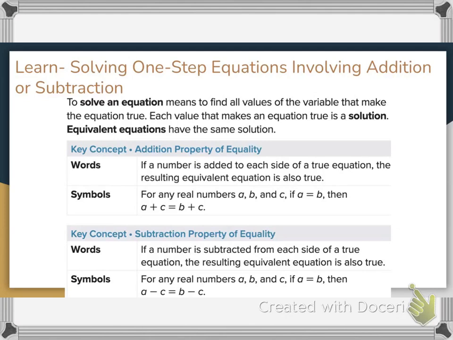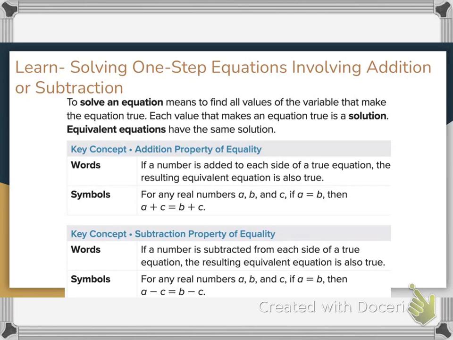So, here are our first 2 properties for solving equations. The first one is called the addition property of equality. If a number is added to each side of a true equation, the resulting equivalent equation is also true. The example they give you is A equals B. It means A and B are the same thing, right? If that is a true equation, then if I add the same thing, C, to both sides of the equation, that's also going to be true. So A plus C equals B plus C. In other words, I added one thing to one side of the equation, I've got to add it to the other side as well to keep it a true equation. Any questions on my addition property of equality? We good? Okay.